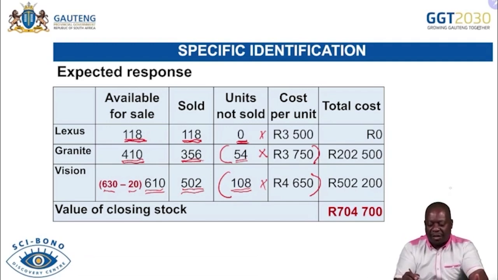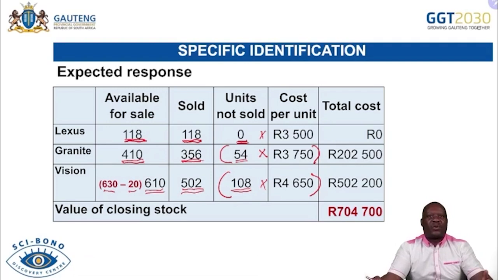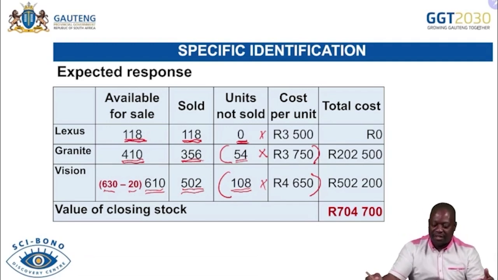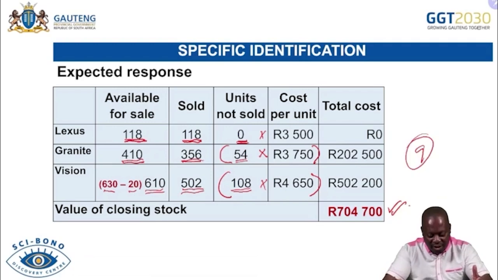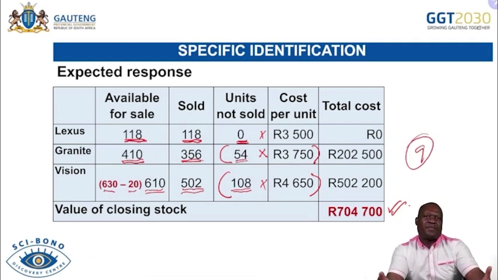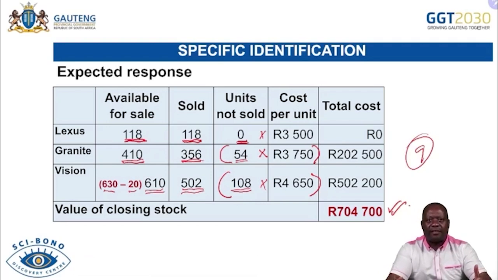The last step is the easiest. You just want to bring these two figures together. In fact, the three figures. Remember, 0 is also a figure, right? So 0 plus 202,500 plus 502,200, and it's going to give us this. This is the answer. So this is what was bringing 9 marks into our bag. Not very difficult. It can be done.